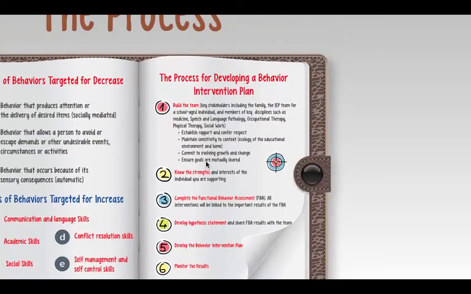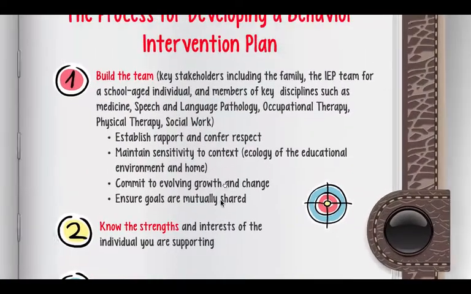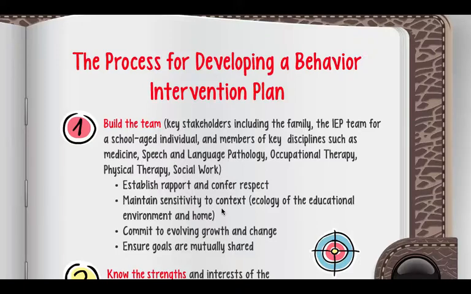Now, with respect to the process for this whole endeavor, in terms of developing a behavior intervention plan, the very first step in this process is identifying and building the team of individuals who will design the plan. So for that reason, you'll be identifying the key stakeholders. That includes family members. That includes, again, if you're in the school system, the individual education program team, also referred to as the IEP team for the school-aged individuals.